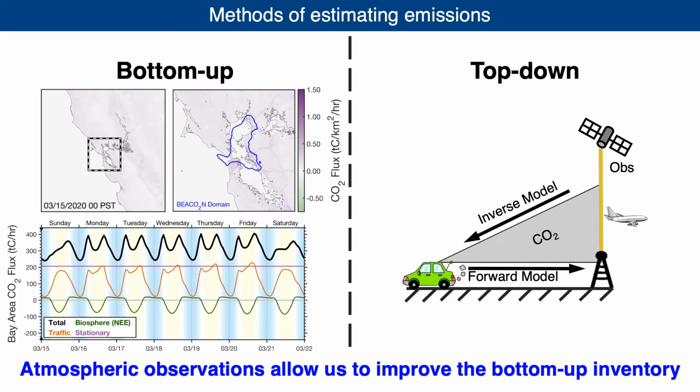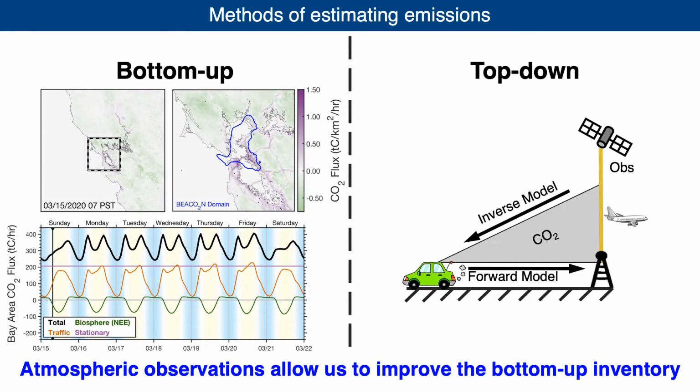Our group has spent quite a bit of time putting together what we think is the best bottom-up estimate of urban CO2 emissions in the San Francisco Bay Area. In a moment, this animation on the left will show what our emissions look like. The row on top shows a spatial map of the emissions over the whole region. The left panel is the entire domain, and the right panel is zoomed in on the San Francisco Bay Area. Then the bottom row shows the emissions from different sectors over a week, with black as total, orange is traffic, purple are stationary anthropogenic sources, green is the biosphere, and the background shading indicates daytime and nighttime.